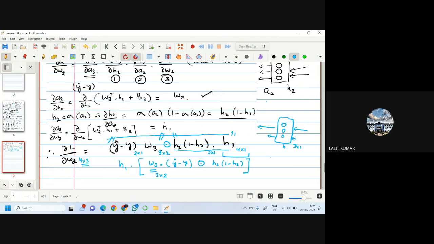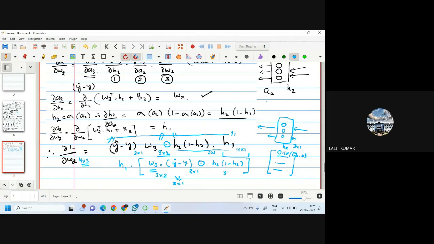Here is H2. 1 minus H2 becomes element-wise. For example, if H2 is 0.1, this will become 0.1 into 1 minus 0.1. So here we multiply 3 into 2 by 2 into 1, so we get 3 into 1.